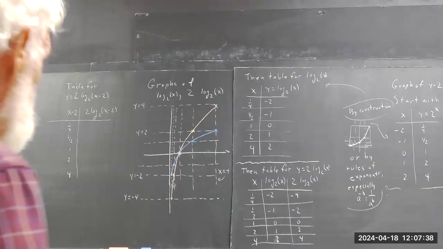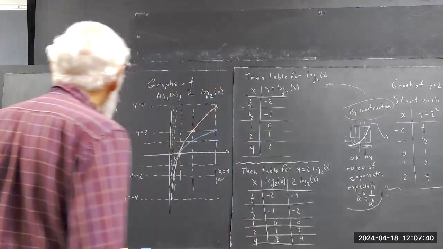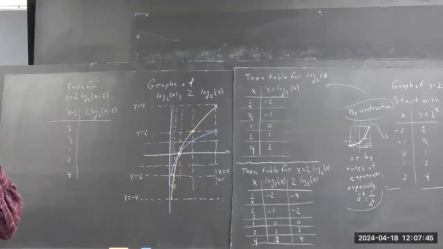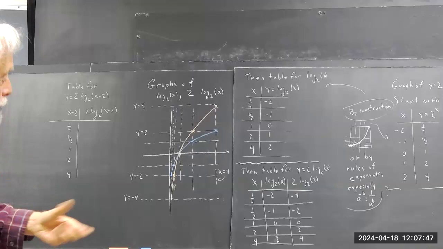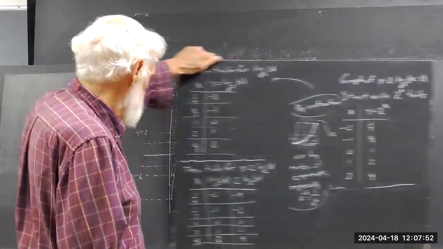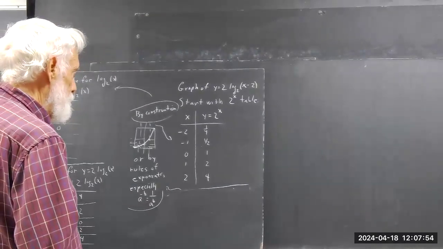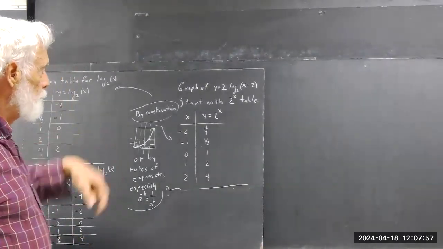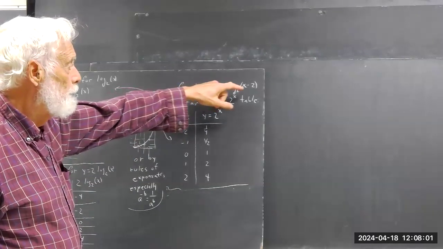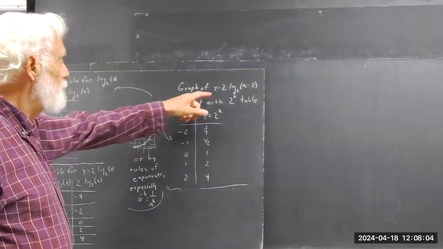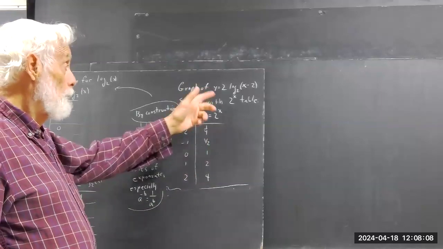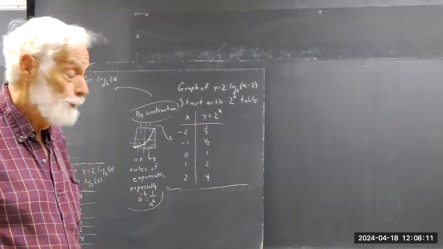So we've been working on the idea of graphing y equals 2 log base 2 of x minus 2. Well, how do we construct that graph? We're going to start with an actual construction. When we graph y equals 2 log base 2 of x minus 2, we start with a table of y equals 2 to the x. Why? Because log base 2 is the inverse function of y equals 2 to the x.